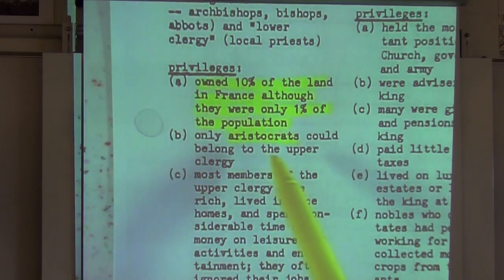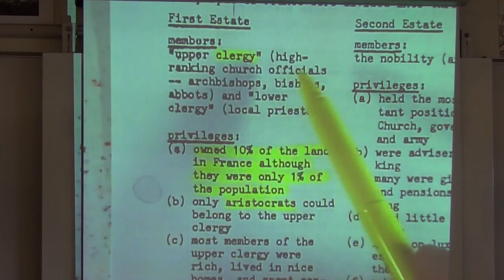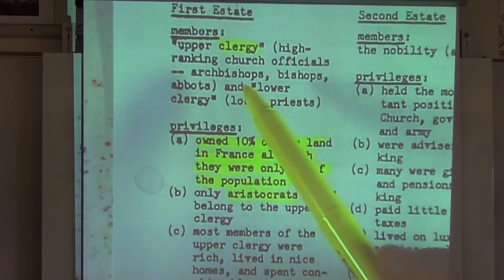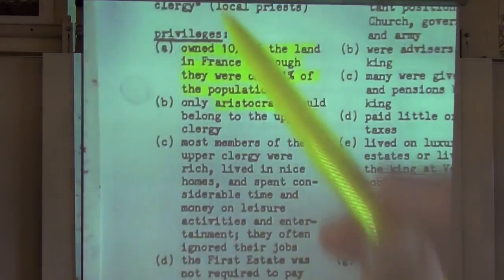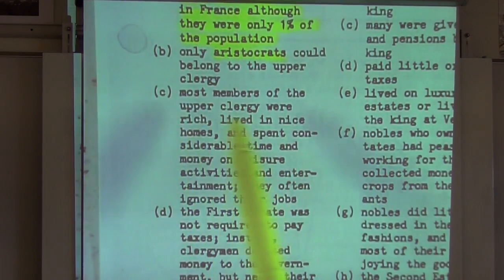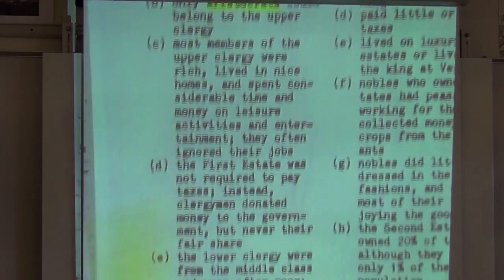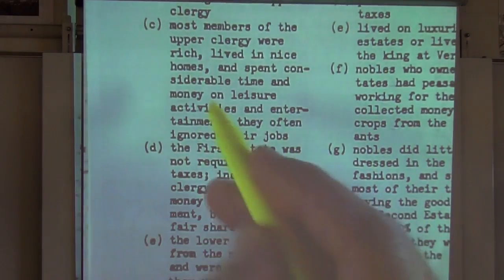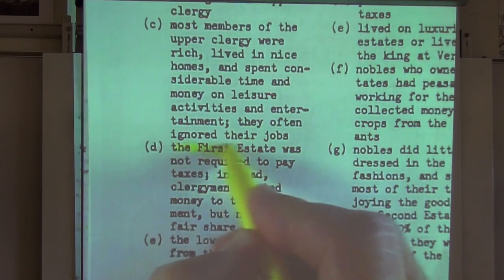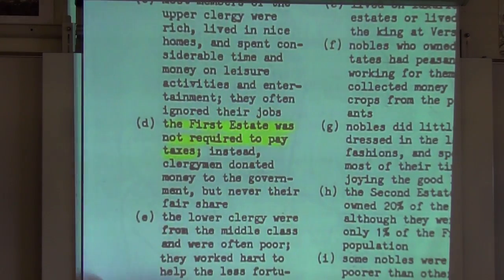The only way you could become a priest, the only way that you could eventually become an archbishop, the only way you could be one of these things in the Roman Catholic Church, is if you came from a wealthy family. Most members of the upper clergy were rich, lived in nice homes, and spent considerable time and money and leisure on activities and entertainment. They ignored their jobs. Here's something that is also going to be an issue. The first estate was not required to pay taxes. Okay, so that was no good.